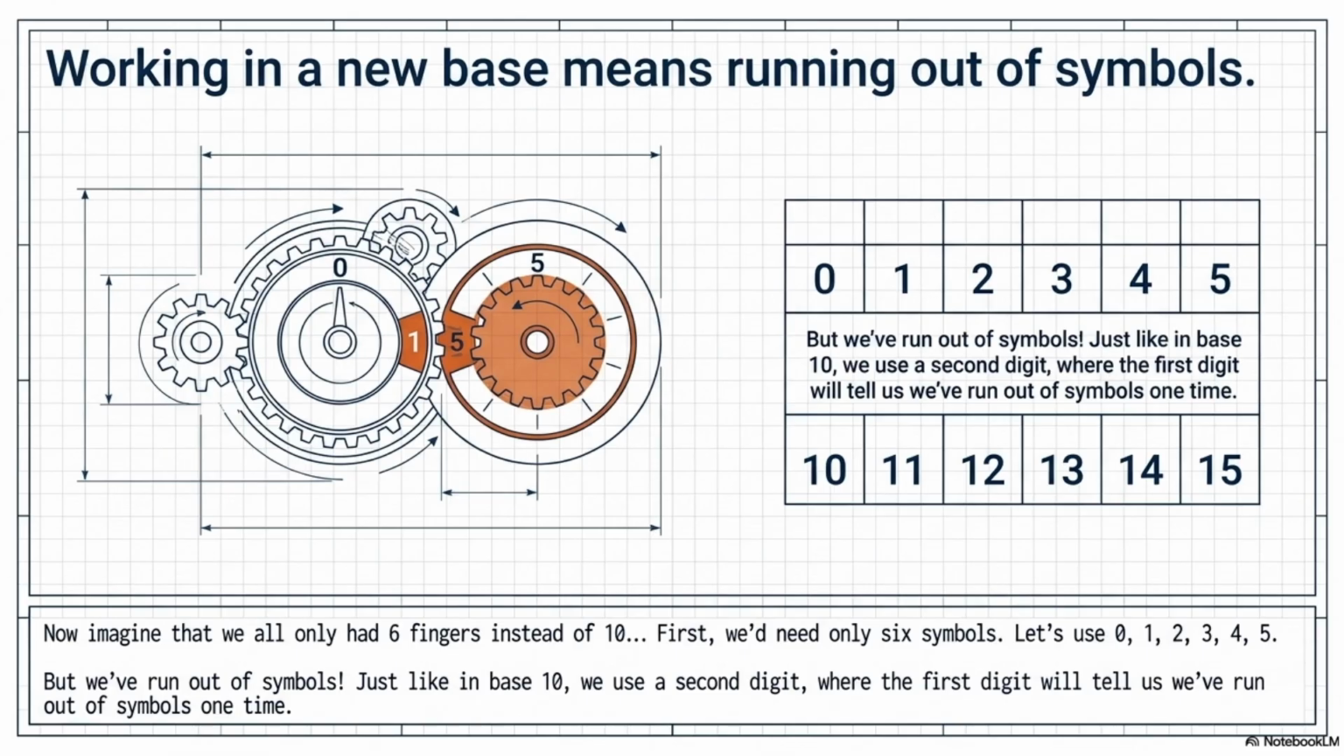That is an excellent way to visualize it. When you run out of symbols, you shift to the next place value. But as a student, you have to realize that the 1, 0 on your base 6 odometer does not mean the quantity of 10. Right, it means one group of 6 and 0 ones left over. Correct. See, in base 10, our place values are powers of 10. We have the ones place, the tens place, the hundreds place. But in base 6, your place values are powers of 6. Moving from right to left, you have the ones place, the sixes place, the 36s place, and the 216s place.